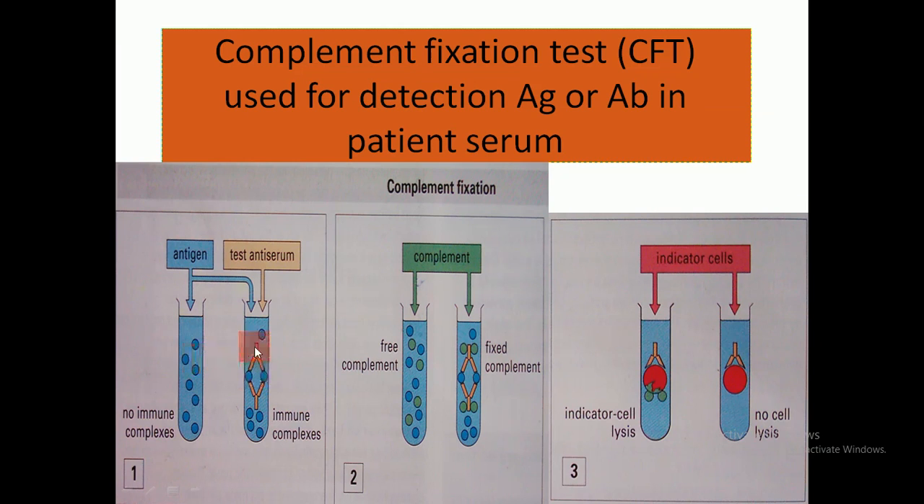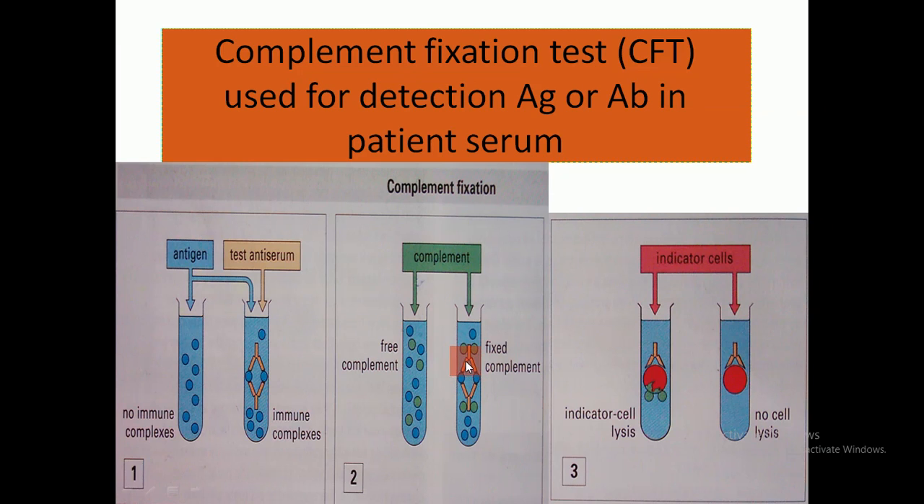So this antigen antibody immune complex, you cannot see this reaction. So we add to it the complement, and this leads to antigen antibody complement fixation, while here the complement will remain free. And then we add the indicator cell, which is called the receptor cell, to see the reaction between the antigen, antibody and the complement.